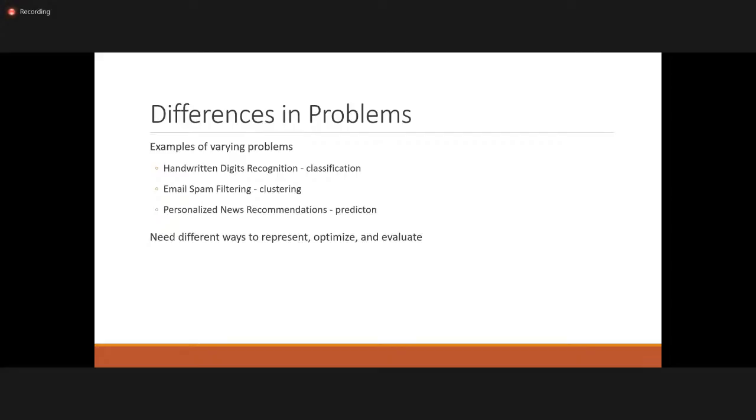So as you can see, these different problems seem like they might have a lot of different aspects that we need to consider before we can actually attempt to solve them. And this is correct. For each of these problems, there are different ways to represent the problem. There are also different ways to optimize the models for the problem, and there are different ways to evaluate the success of the models.